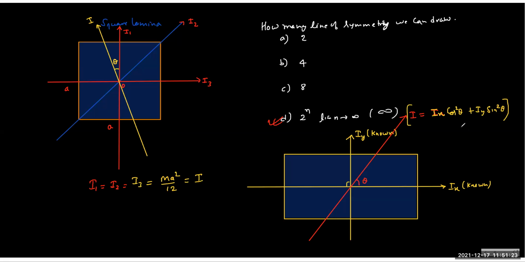Now, if you apply this formula in case of a square, something interesting happens. We know I3 will be, let's say, I naught. Then I1 is also going to be the same value, because they are symmetrical. So they are exactly the same. So in case of a square, IX and IY become equal. So I equals I1 cos square theta plus I3 sine square theta. But unfortunately, I1 and I3 are the same.